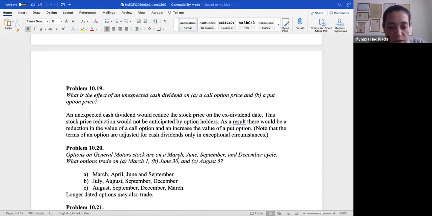So options on General Motors stock are on a March, June, September, and December cycle. What options trade on March 1st, June 30th, and August 5th? On March 1st, it would be March, April, June, and September. On June 30th, it would be July, August, September, and December. And on August 5, it would be August, September, December, and March.